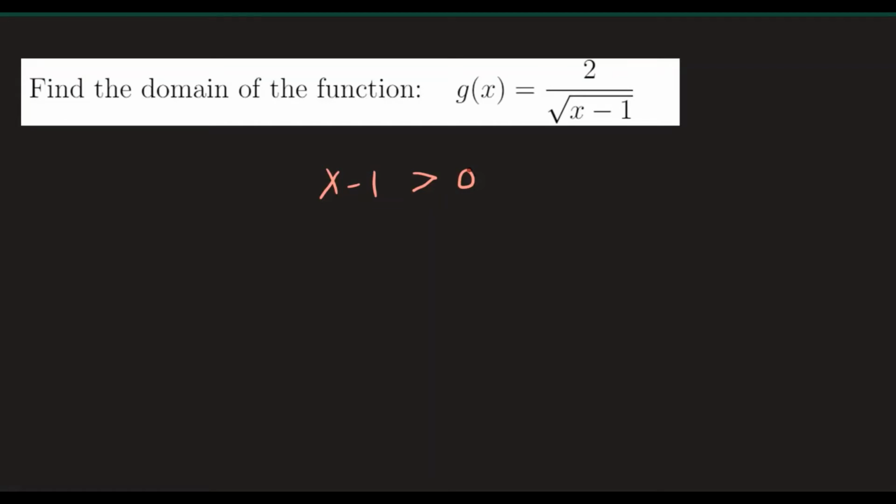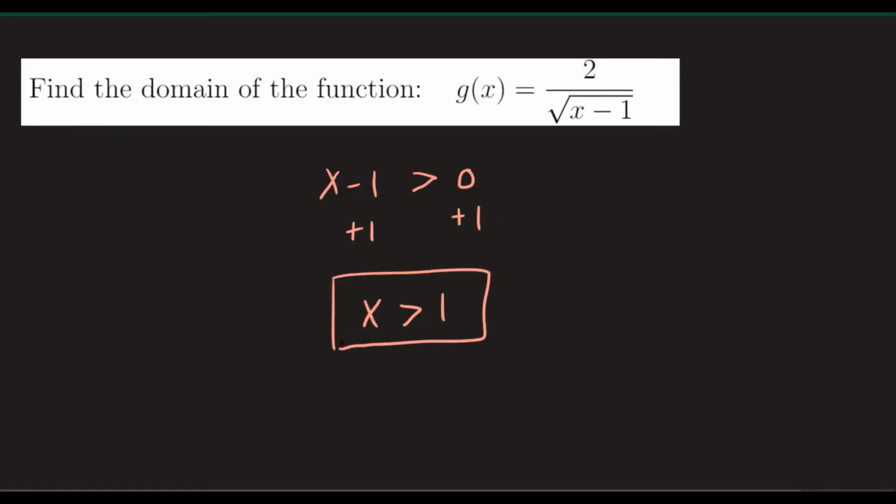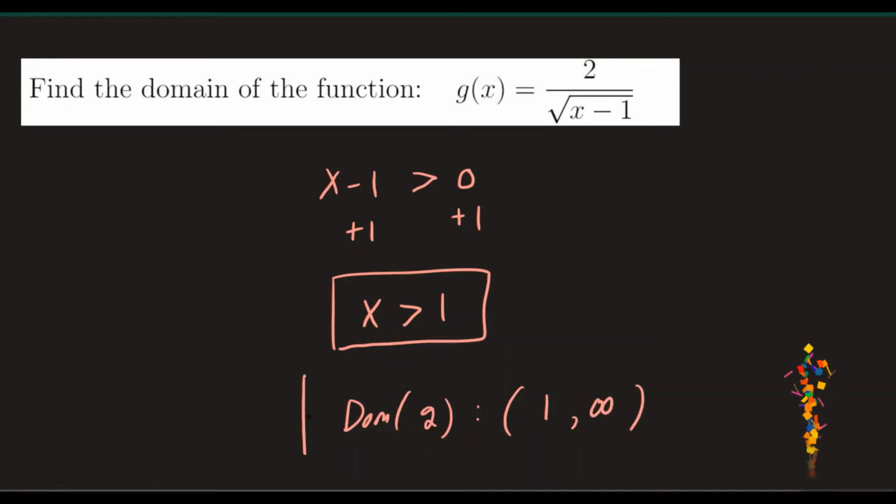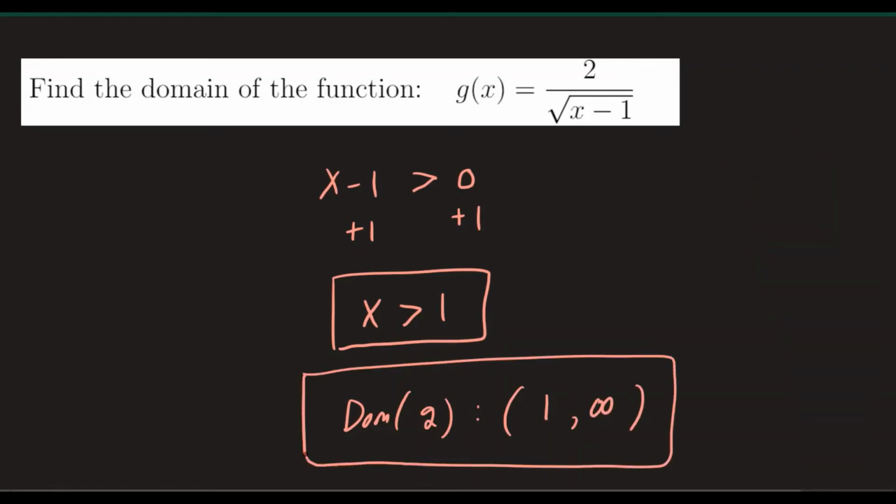And then we go ahead and solve for x. So we add 1 on both sides to get rid of that negative 1. Then we arrive at x is greater than 1. Now keep in mind, x cannot be equal to 1 because then you have 0 in the denominator, and that's undefined. So that will be the domain of this function. We would write domain of g. It's going to start at 1, but not include 1. So open parenthesis, 1 to infinity. That will satisfy this function.